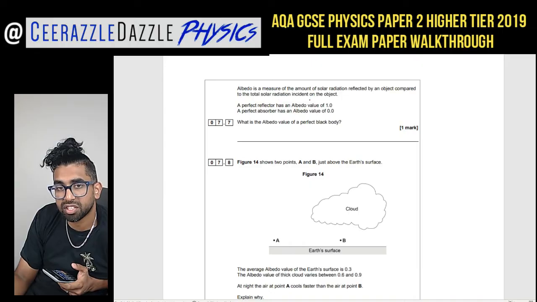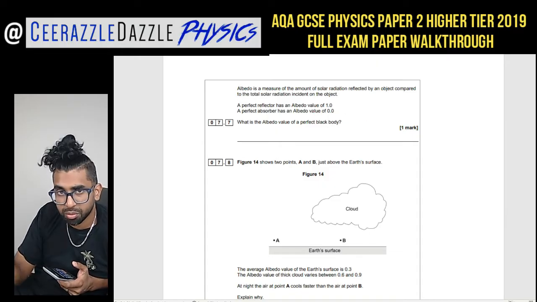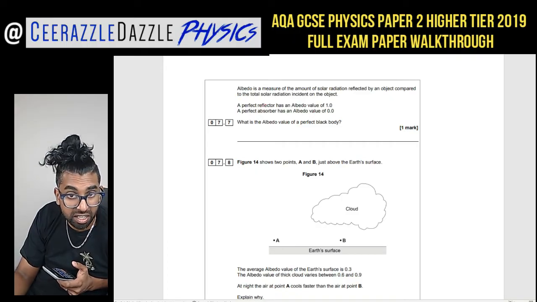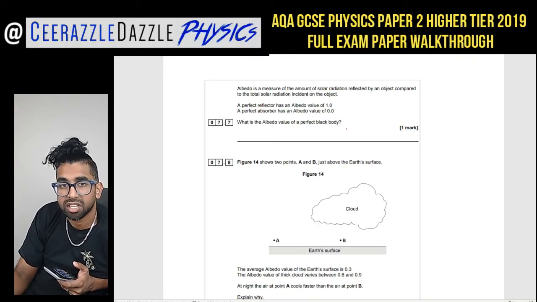Albedo is a measure of the amount of solar radiation reflected by an object compared to the solar radiation incident on the object. A perfect reflector has an albedo value of 1. A perfect absorber has an albedo value of 0. What is the albedo value of a perfect black body? So hopefully you remember that a black body absorbs all radiation into it and emits it, yes? Nothing to do with reflecting. Absorbing and emitting. So it's the perfect absorber, therefore it's going to be 0.